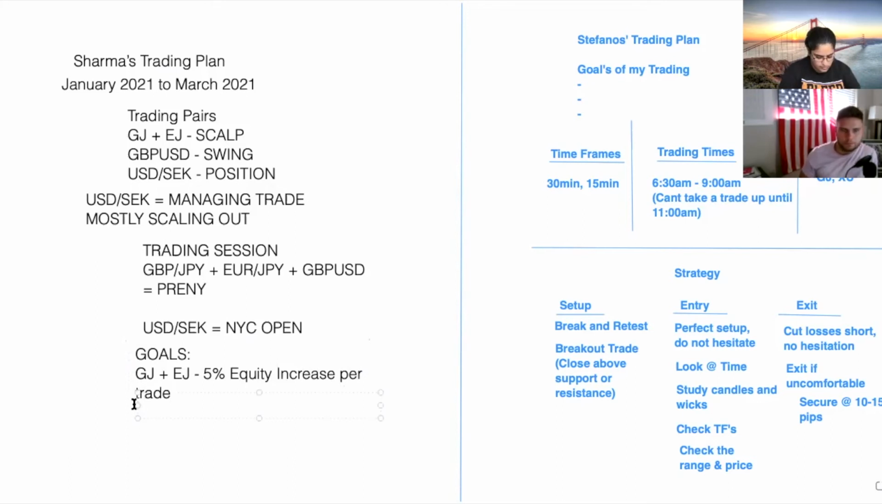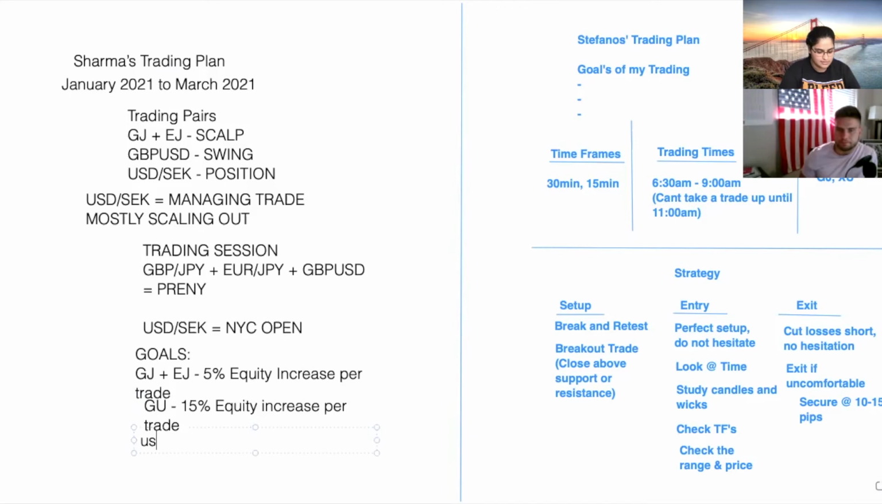And then for GU, I'm looking for a 15% equity increase per trade. Since this is going to be a swing trade opportunity, that basically means by the end of the week, I'm looking for a 15% equity increase, which again, isn't that bad. If you break down the 15% in the trades per week, all I need to do is make 5% equity increase 3 times a week. That's pretty much it.